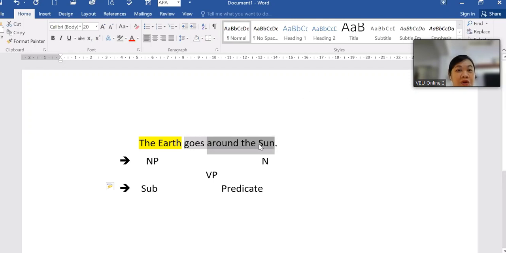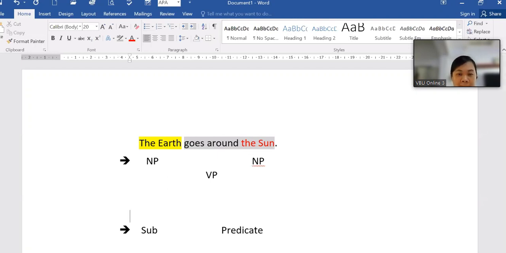Around the sun. Do you remember what type of phrase? Preposition. Yes, prepositional phrase. Around the sun, that's the prepositional phrase. So the earth is a noun phrase, the sun is a noun phrase, goes around the sun is the verb phrase, and around the sun is the prepositional phrase.